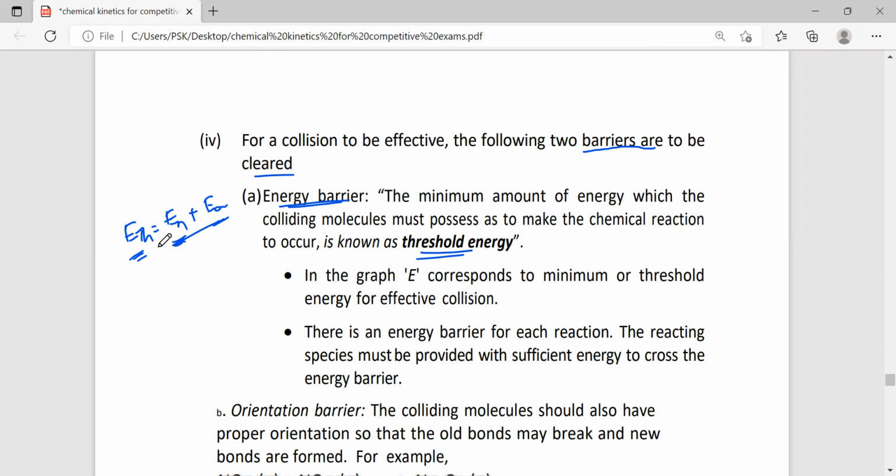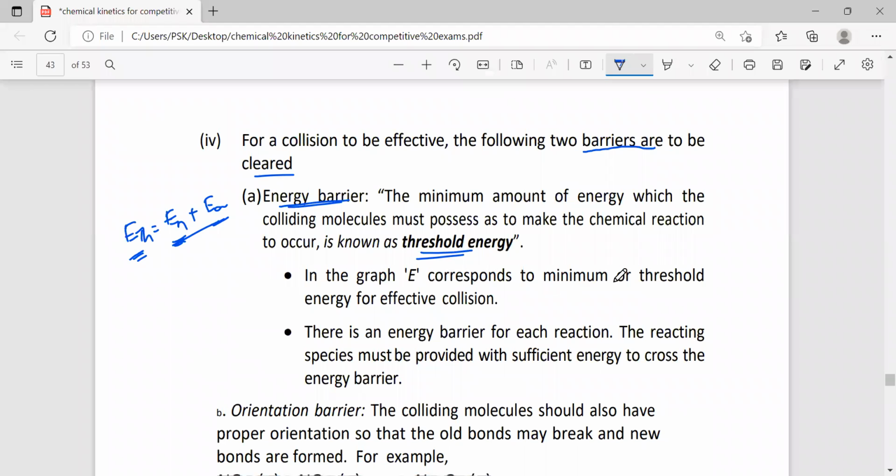Did you understand what is threshold energy? Respond. Yes, sir. Now, in the graph, E corresponds to the minimum or threshold energy. We will talk about the graph a little later. One is the energy barrier. The reactant molecules have to overcome the energy barrier.